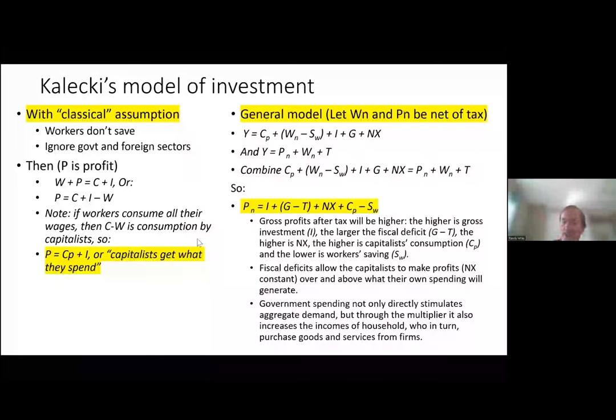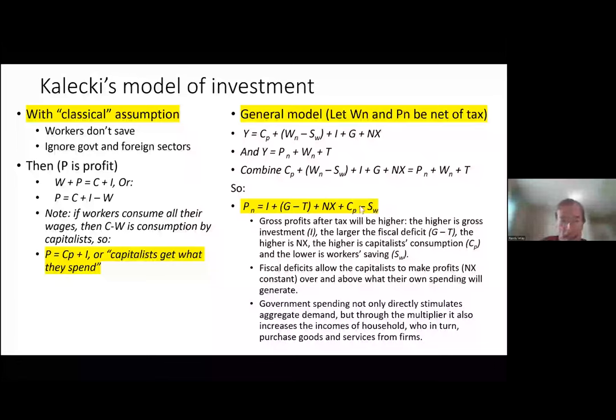If we expand the model to include government spending and net exports, and then of course taxes too, then we get the full-blown profits equation, which is that profits net of taxes are equal to investment plus G minus T, which is the government's deficit, plus net exports, plus consumption out of profits, minus saving out of wages. As a simplifying assumption, Kalecki assumed that this is zero, and out in the real world, it is about zero because workers don't earn enough to save. So that one can usually be ignored.